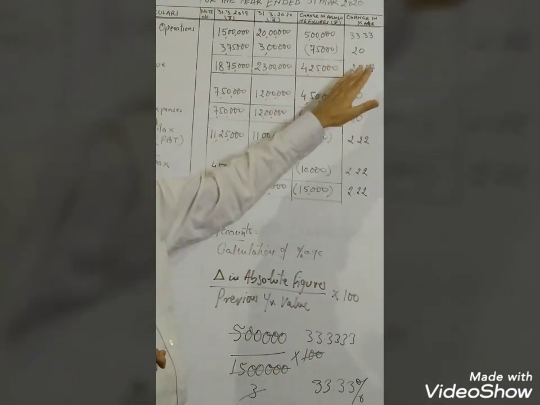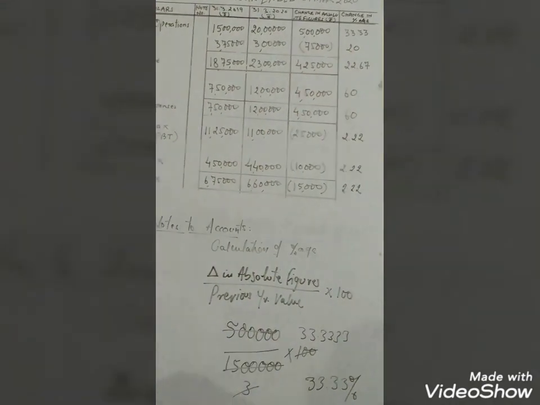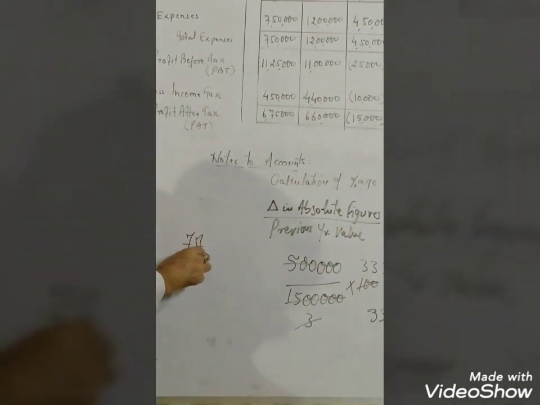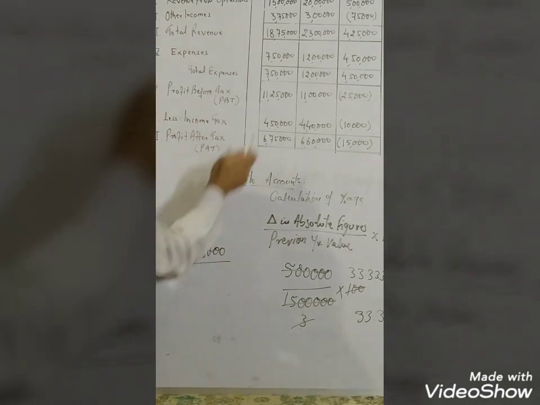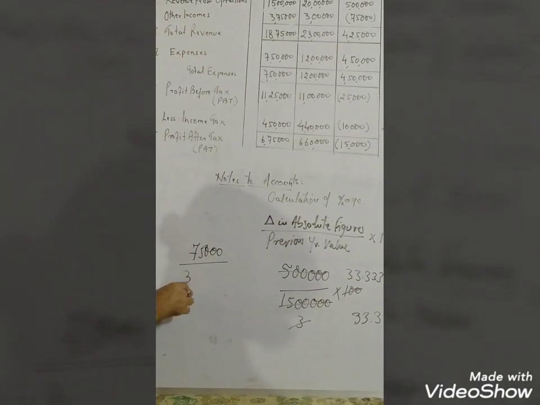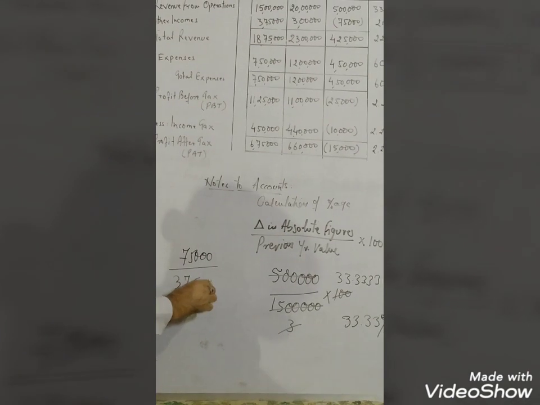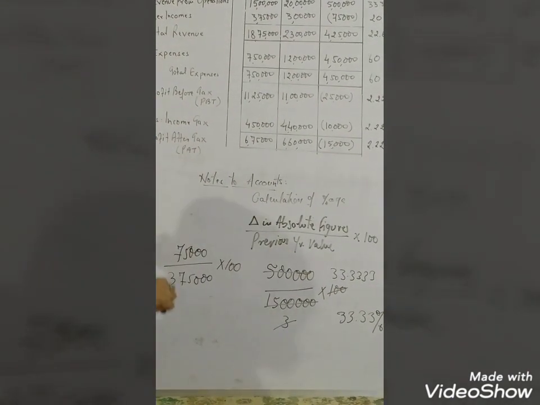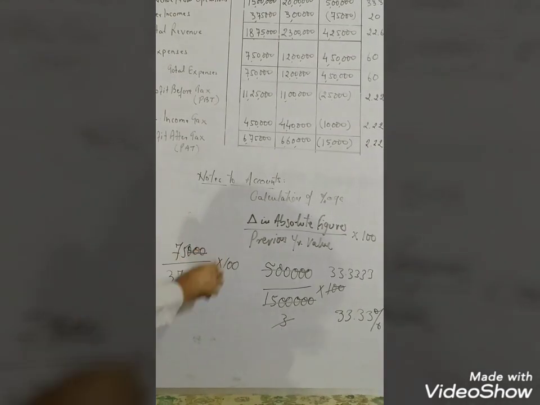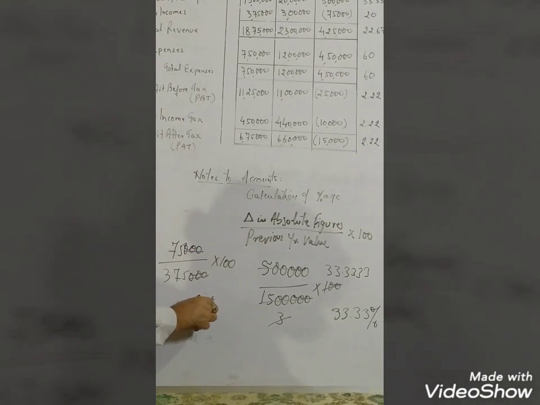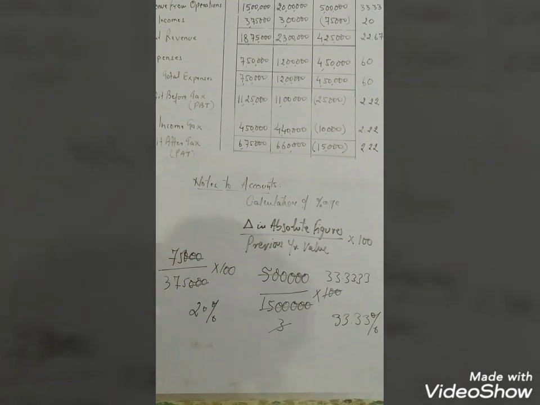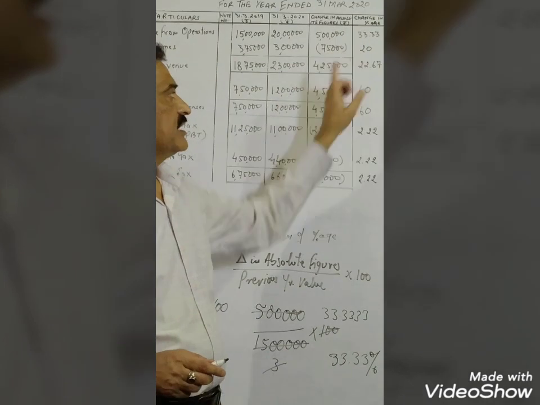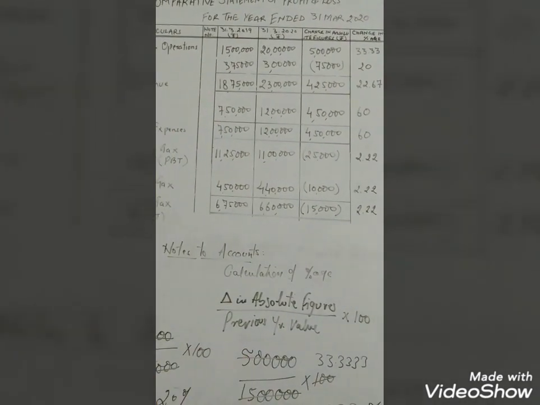Now we have to convert this value into percentage. So for this, 75,000 decrease divided by 3,75,000, this is the previous year figure, multiplied by 100. This results in 20%. So we will mention here 20% in the column change in percentage.